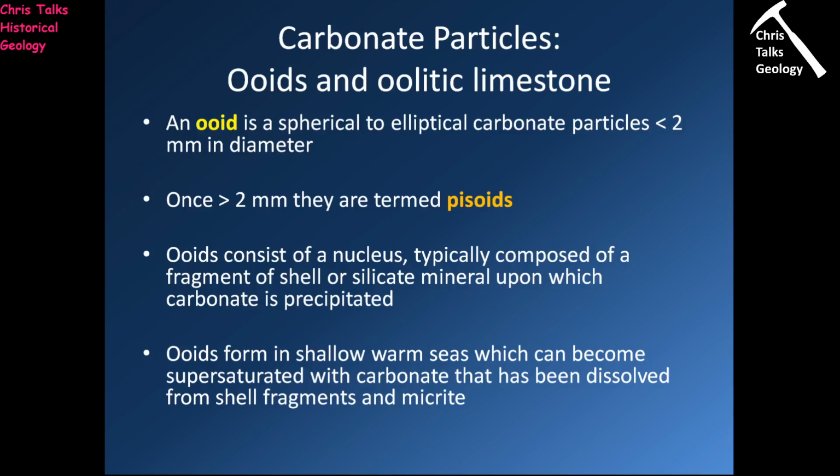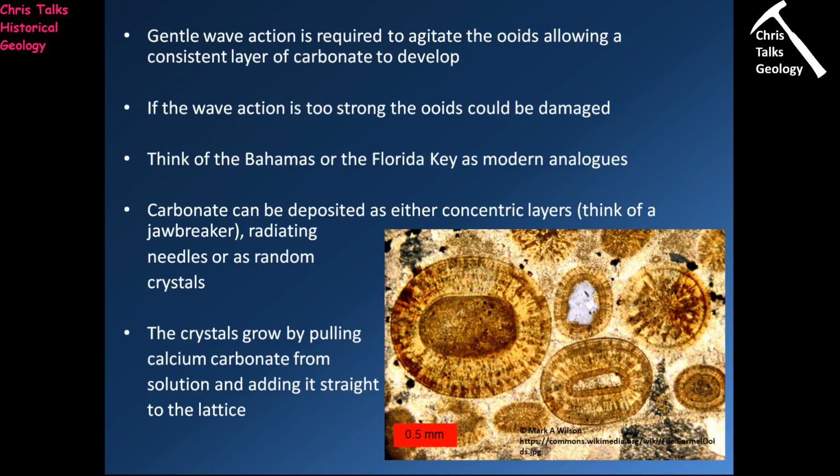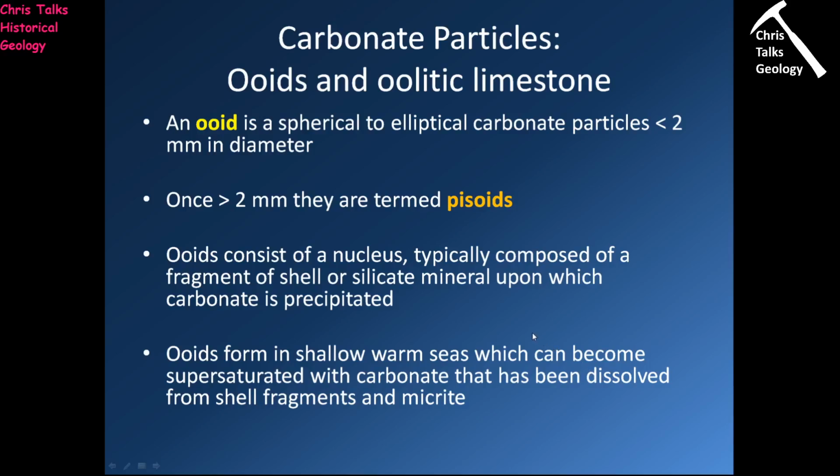And so this means over time you end up building up concentric bands of carbonate, and so you end up with something that starts to look like this. So in this case, here's the material that the ooid is growing around, and you can see we have a layer of carbonate there, another layer of carbonate here, and you can see we have several fine layers of carbonate here around the margin. And so these are ooids. They have a kind of jawbreaker-like appearance to them.